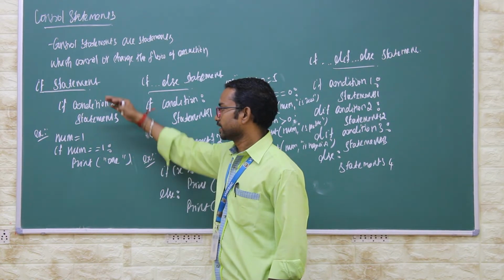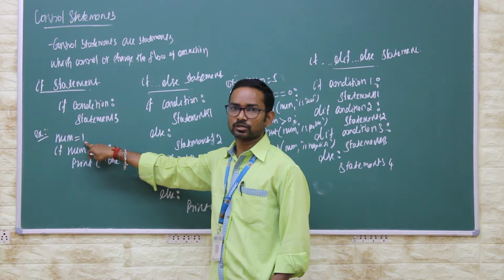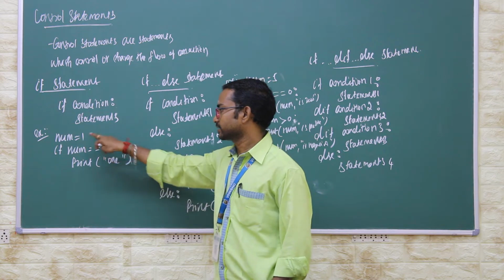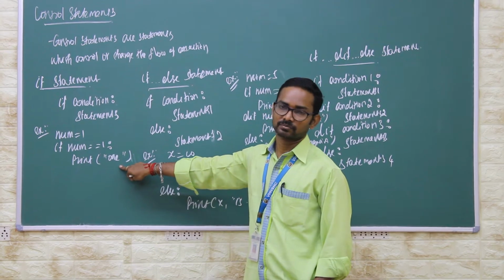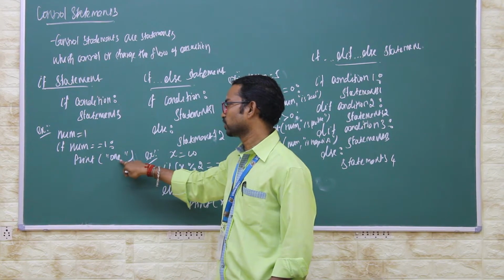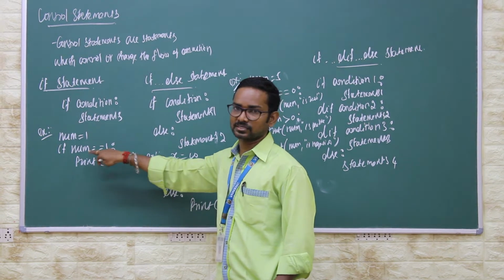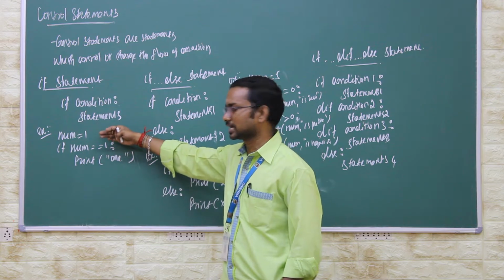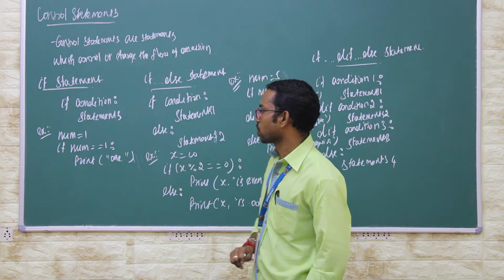Statement 1. The example for this program: num is assigned the value 1. If num double equal to 1, the condition is satisfied, then display the output 1. So if the condition is satisfied, that is true, the output 1 is displayed. The number value is already assigned as 1 and the condition is satisfied. The condition being true means it executes and displays the value 1.